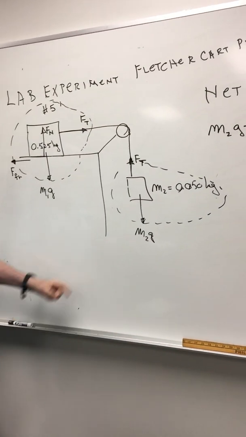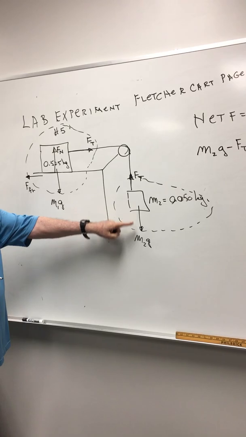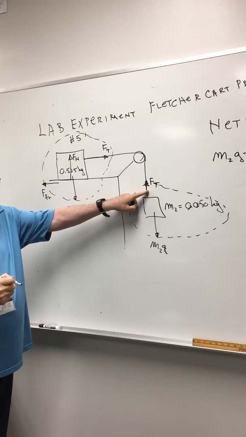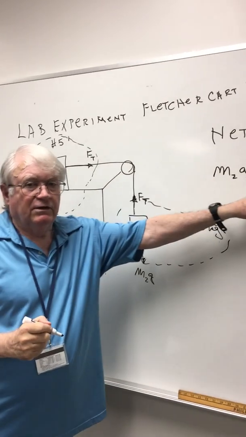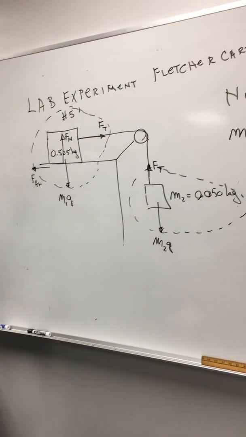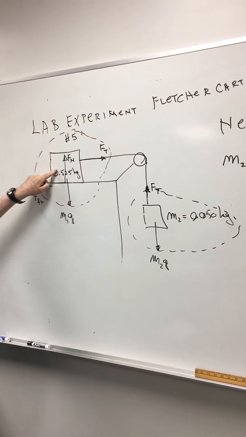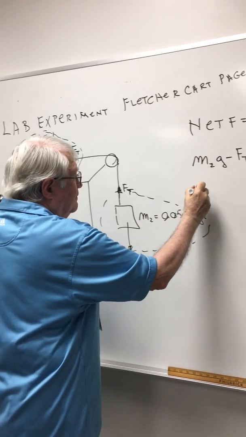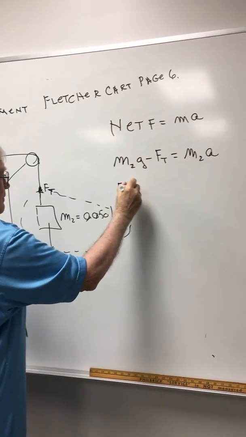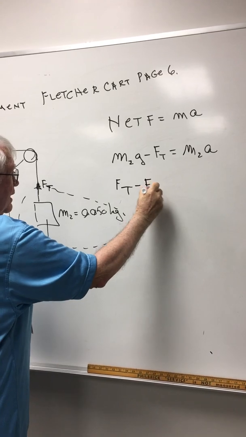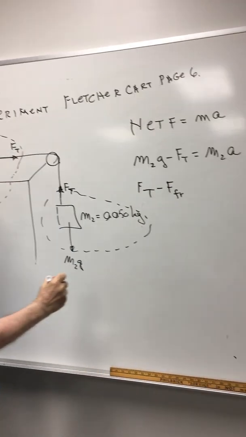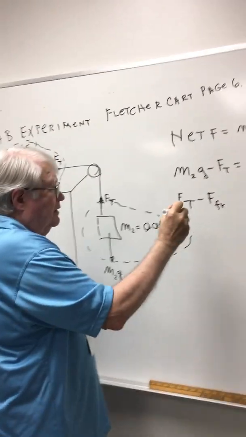So let me say again. This weight right here pulls it down, the tension holds it back, and that's equal to that right there, okay? Now here, with this one, we have the tension pulling forward. Friction holds it back, and that's going to be equal to m1 a.